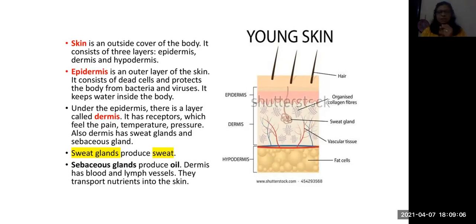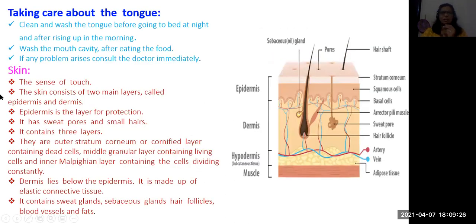And the dermis has blood and lymph vessels. I told you, what do lymph vessels do? They carry the lymph, which has more WBC, so that the WBC will protect us from the germs. And nutrients are supplied by means of the blood vessels.